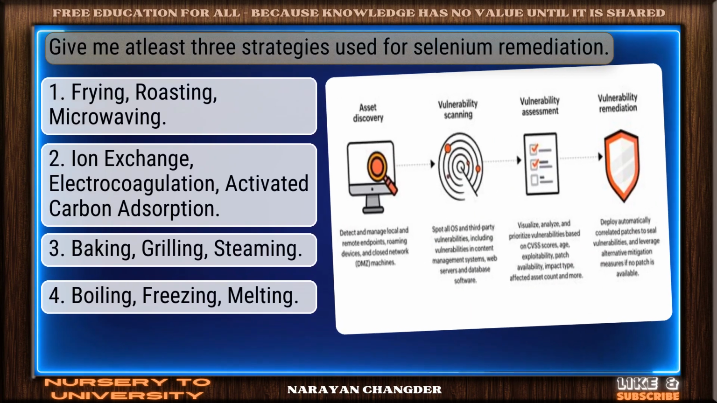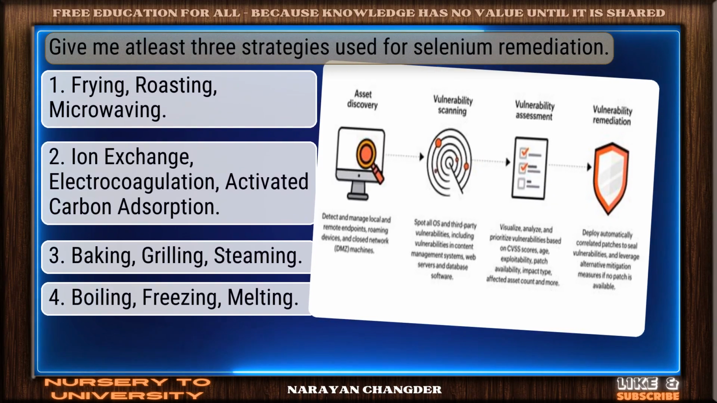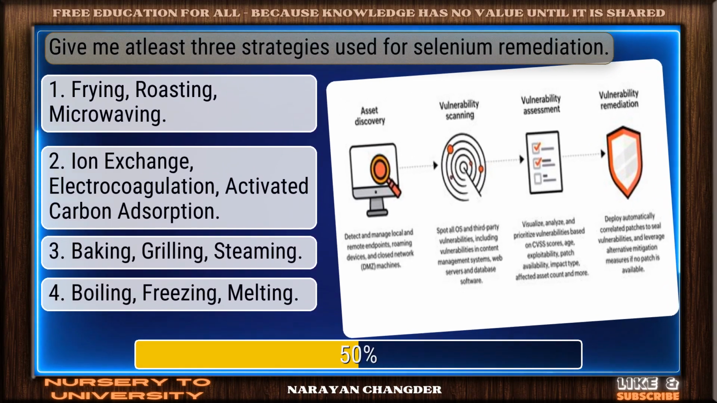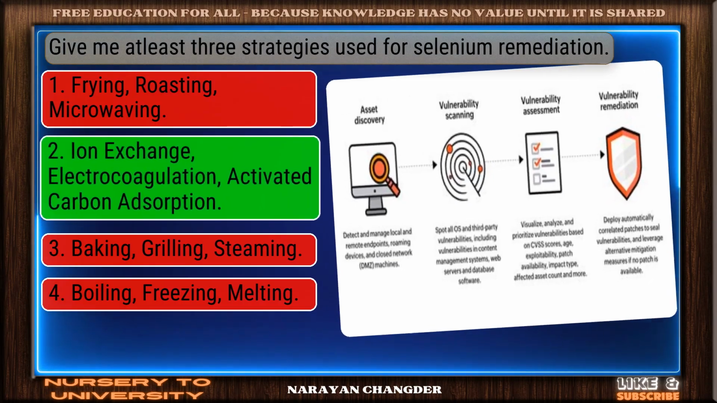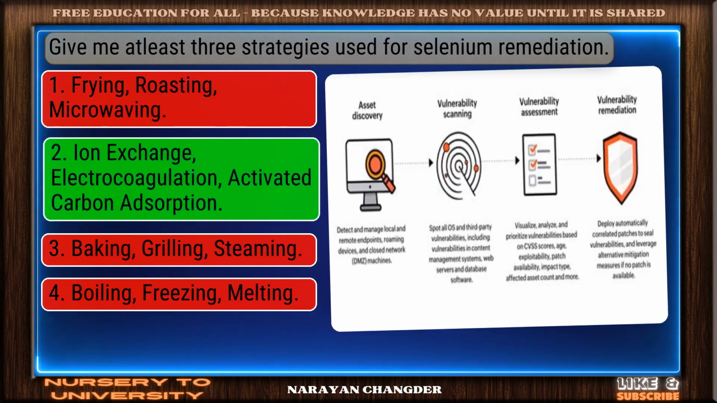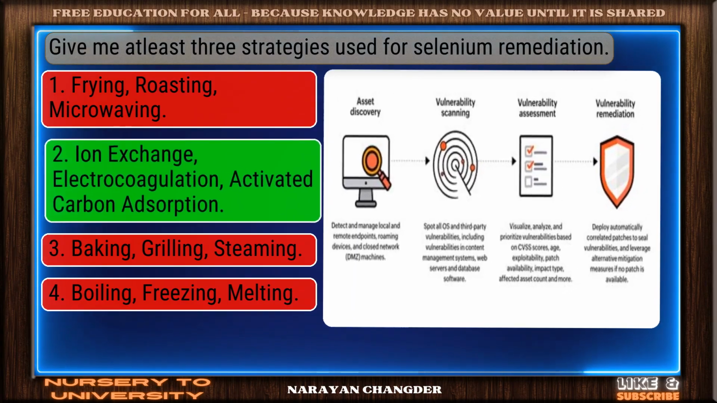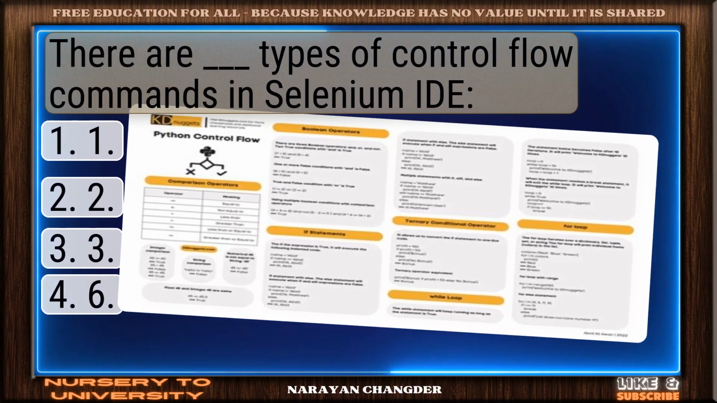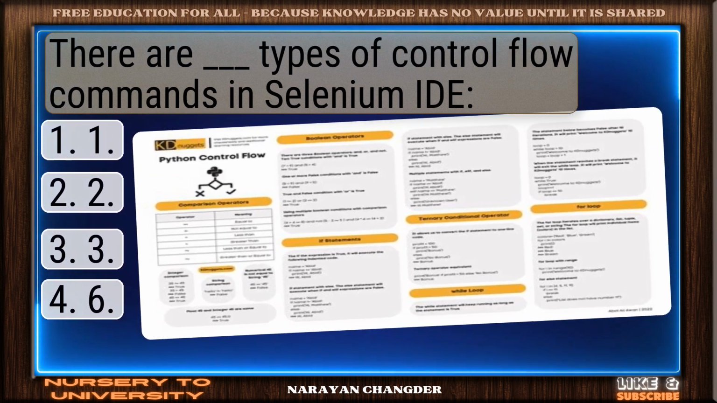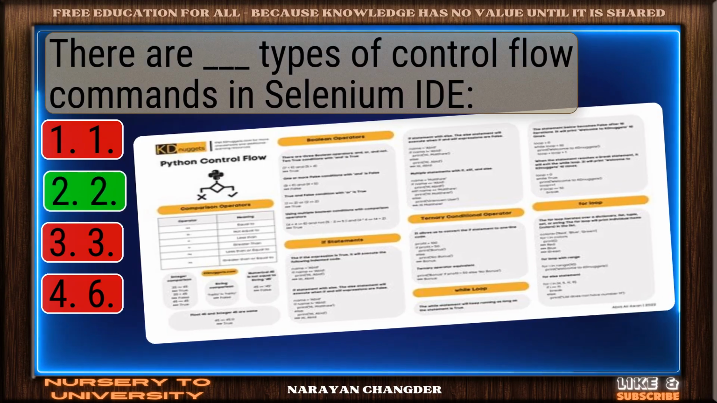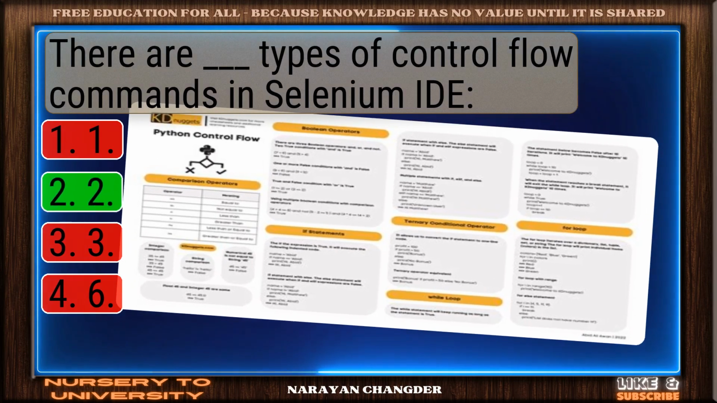Question number 23. Give me at least 3 strategies used for selenium remediation. You chose ion exchange, electrocoagulation, activated carbon adsorption. And it is correct. Question number 24. There are dash types of control flow commands in Selenium IDE. Nicely done. 2 is a solid answer.